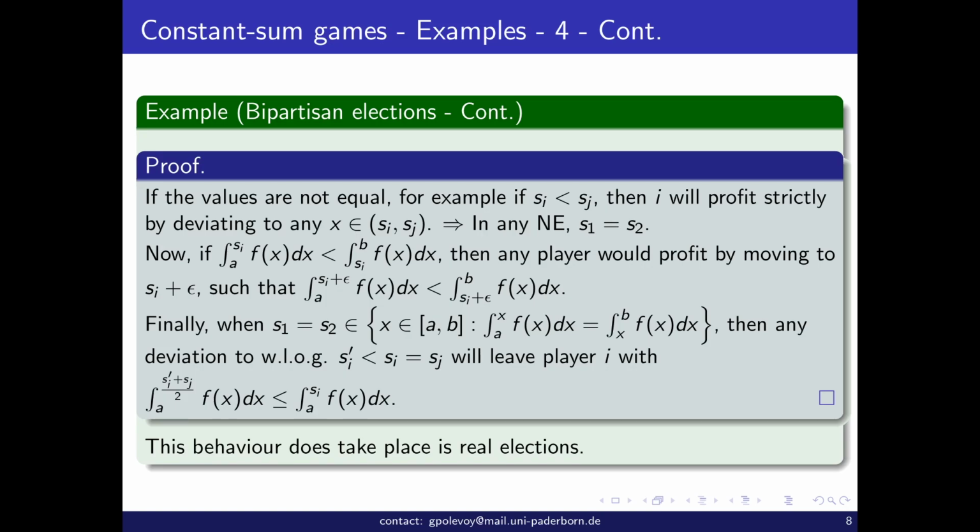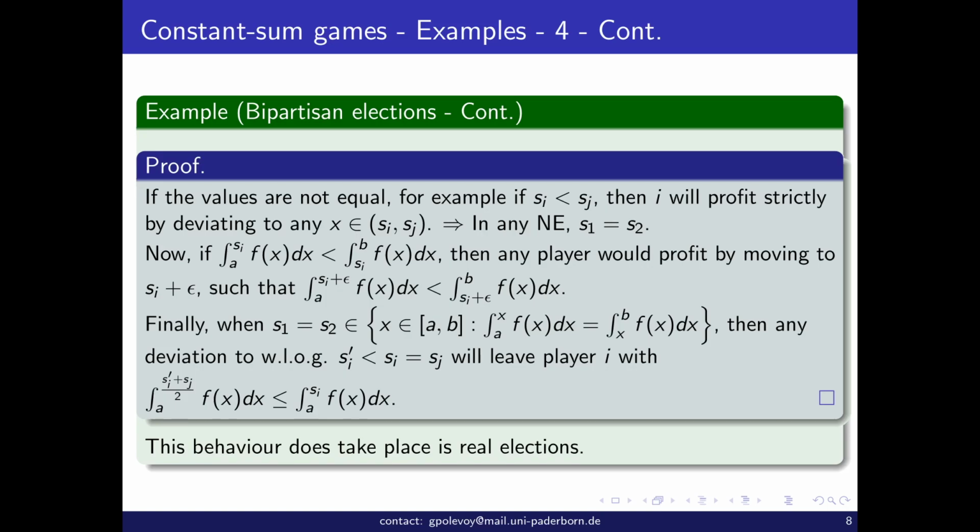Of course, the same goes if the player deviates to the right. Therefore, it's a Nash equilibrium. So we have proven that that's the only Nash equilibrium. And actually, there were elections, I don't remember exactly which, I think it was somewhere in Latin America. It was not about the number of seats in the parliament. It was simply about winning or losing. But the elections had, I think, 2 rounds, and before the second round, both candidates tried to move to the center. Exactly, they wanted to be closer to the median vote. So this behavior does take place in real elections.